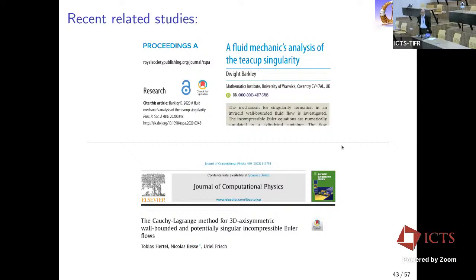Then there was another very nice paper by Hertel, Bess, and Frisch. This used a Cauchy-Lagrange method for the same problem. Now, Cauchy-Lagrange is too complicated to explain to you in a few minutes, but Uriel is there. You can catch hold of him over dinner tonight. He can tell you everything about it. The good thing about the Cauchy-Lagrange method, if I can just highlight one of its virtues, is that it is a semi-Lagrangian method. So it does not suffer from having to use a very small time step to maintain this CFL condition.